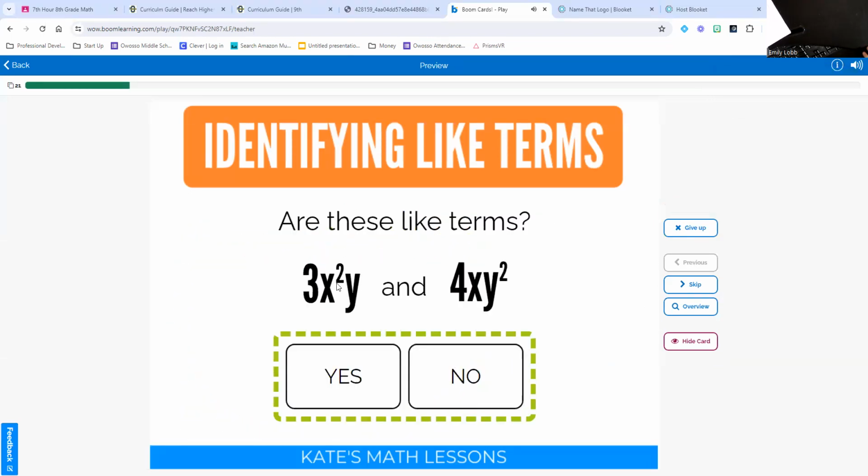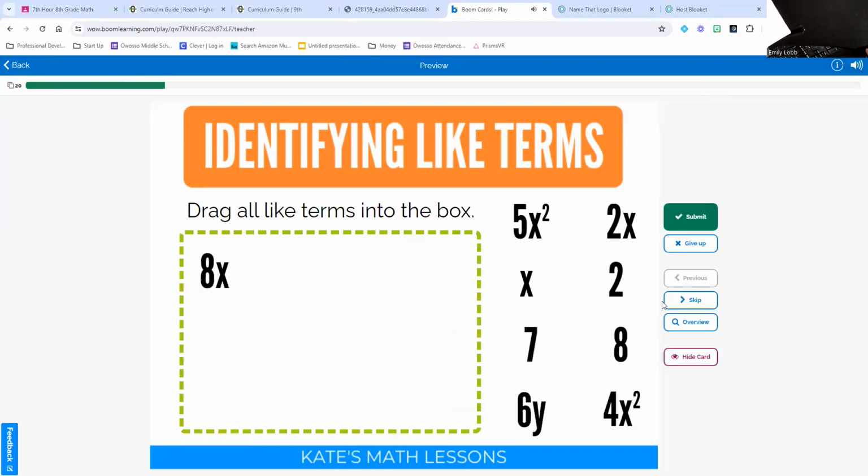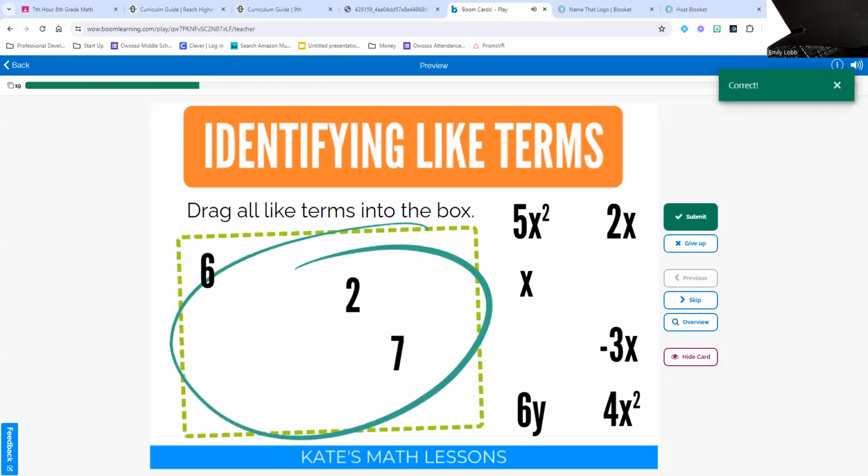If they have, are these the same? No, because x is raised to the second and this x is not. Y is not, and this y is, so no. Anything with an x, you would drag into the box. Not x squared, though, that's raised to a different power, right? So that's how you identify like terms. Here, all the constants. So these should have been pretty simple.